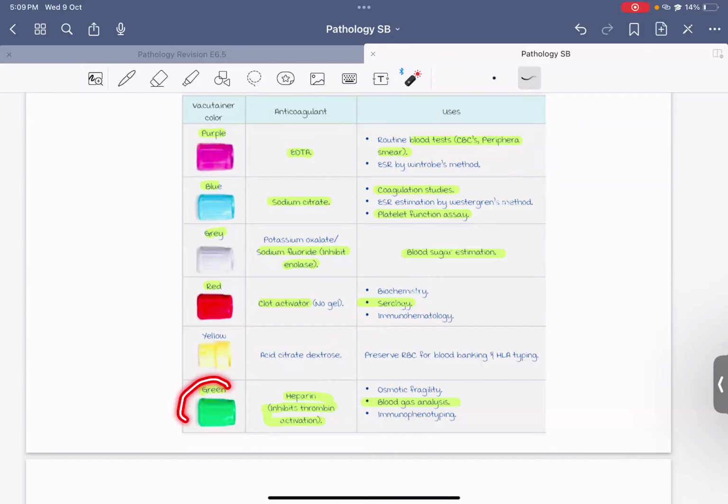And about green, you just have to remember heparin, that is for blood gas analysis. Just repeat the last one. Green, we add heparin and it's for blood gas analysis.